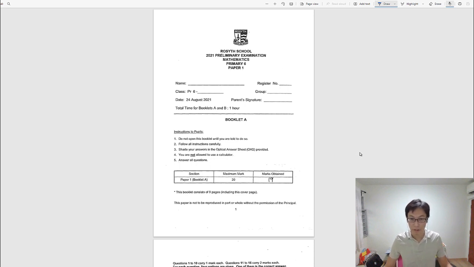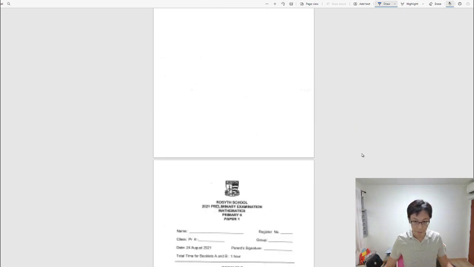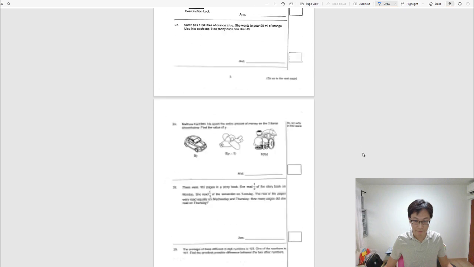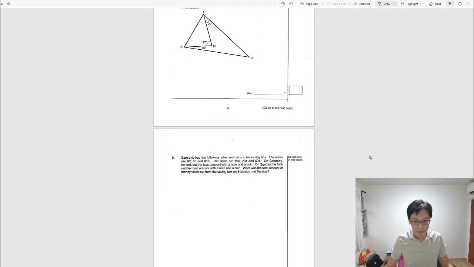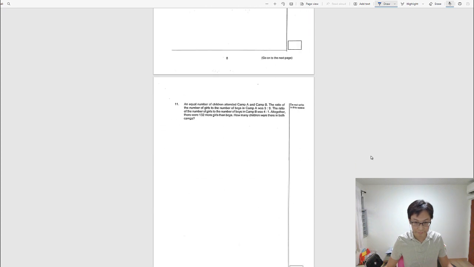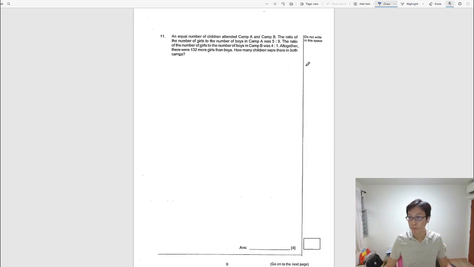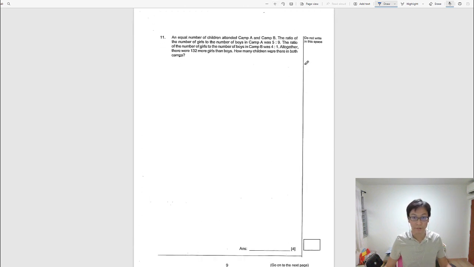Alright, so without further ado, let me just jump to paper 2, because paper 2 is usually the part where most students face problems in. I would like to go through paper 2 question 11. Okay, so let's go through paper 2 question 11.